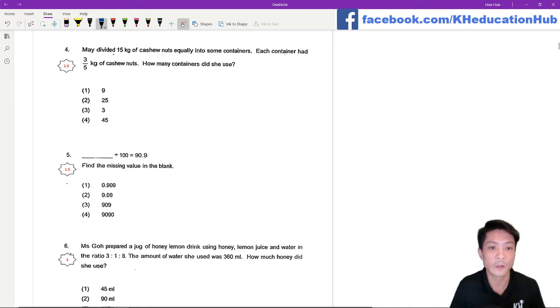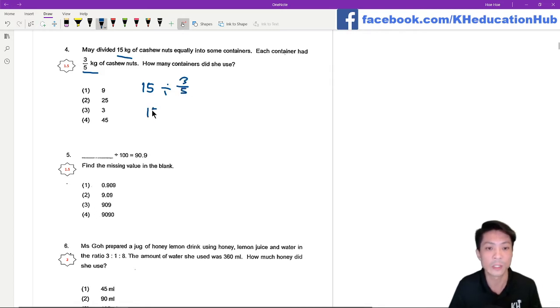Move on to question 4. May divided 15 kg of cashew nuts equally into some containers. Each container had 3/5 kg of cashew nuts. So how many containers did she use? Basically, the 15 kg is the total mass of the cashew nuts, right? So we're going to divide it by the amount of cashew nuts in each container, which is 3/5 kg.